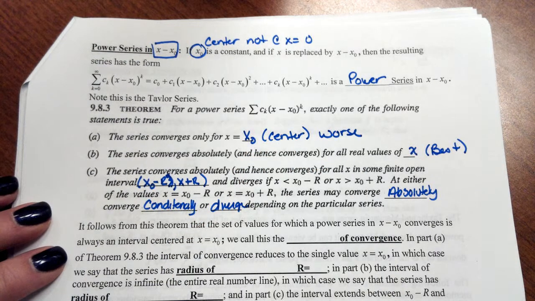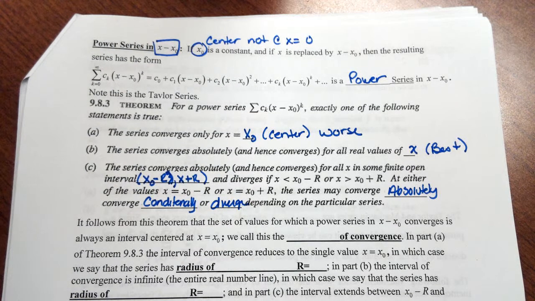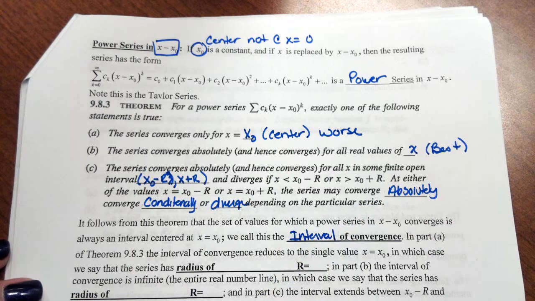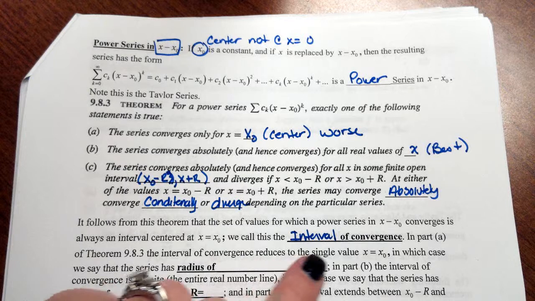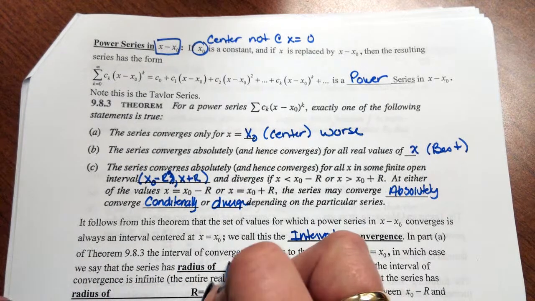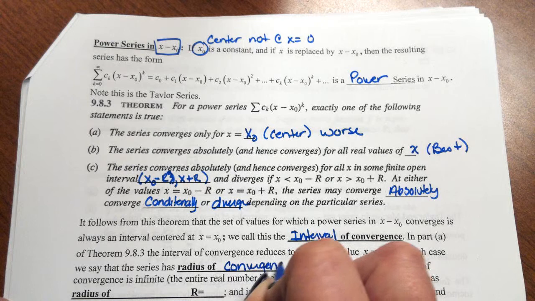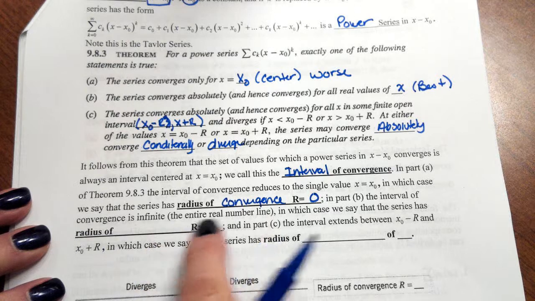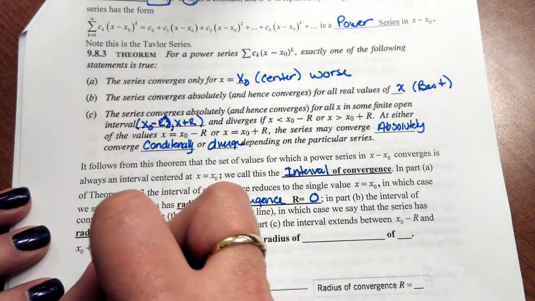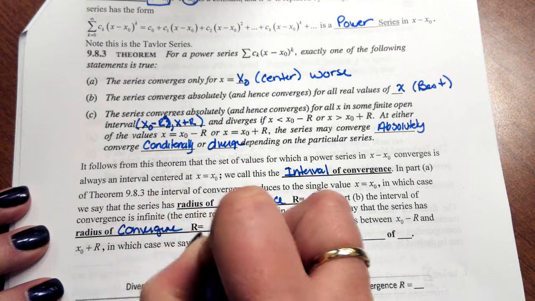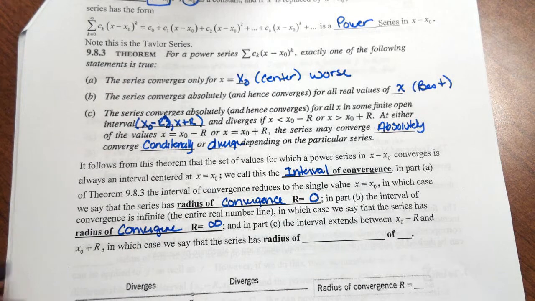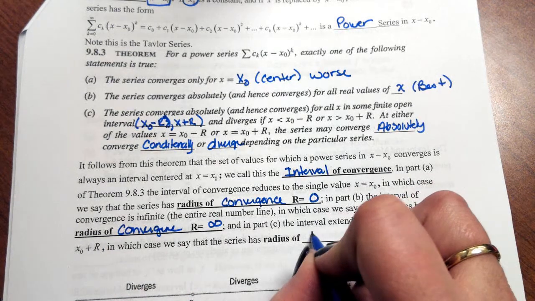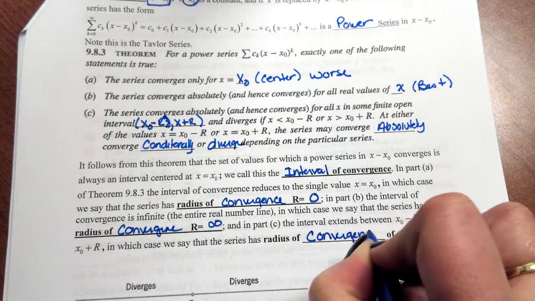So again, just like at the other, if we have that interval, then we call this the interval of convergence. Again, if it converges to a single value at the center, we say that the radius of convergence is 0, just like with the Maclaurins. And if it converges for the entire number line and it's infinite, we say that the radius of convergence is infinity. And again, if the interval extends between x sub 0 minus r and x sub 0 plus r, we say it has a radius of convergence of r.